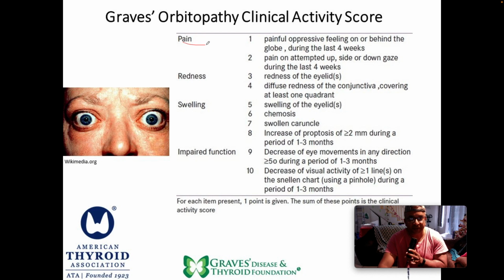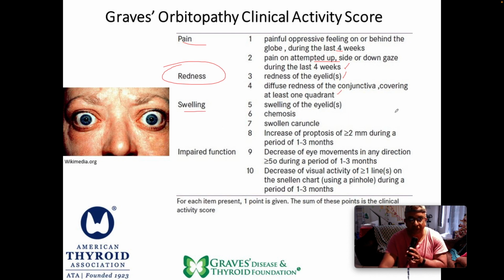So the first parameter is pain. You get 1 point if you got an oppressive pain feeling on or behind the globe during the last 4 weeks. 2 points if there's pain on attempted upside or down gaze during the last 4 weeks. The next parameter is redness. So you get redness of the eyelids or diffuse redness of the conjunctiva, covering at least one quadrant.